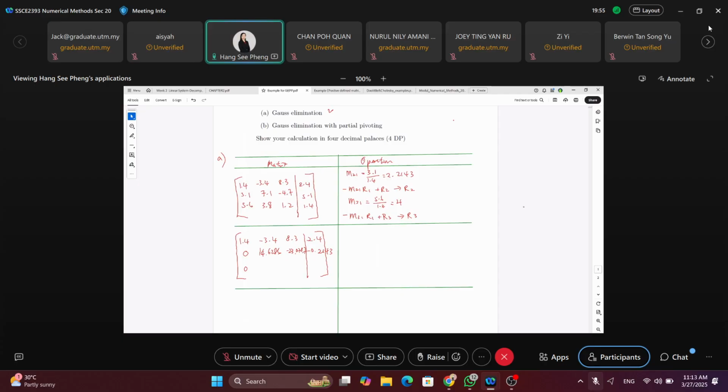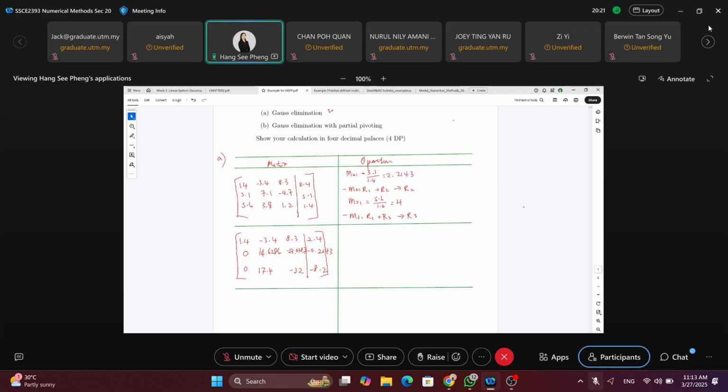Next, we have M31 equal to 4. So put in minus 4 here, multiply with R1, and then plus R3. You should be able to get 0 or approximately 0. Then for the whole row, you perform the same operations. So this is the new matrix.